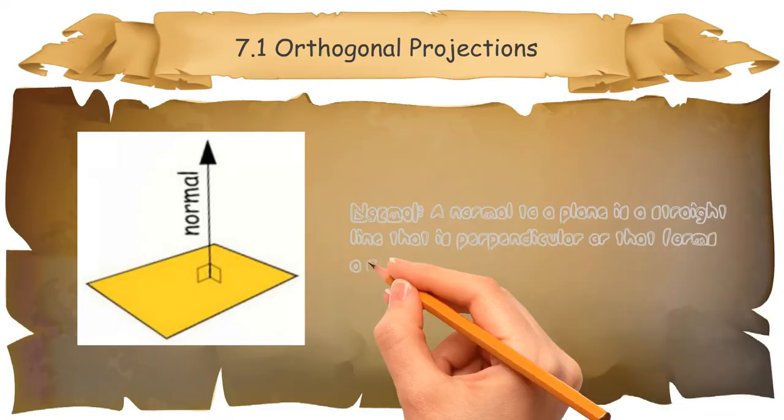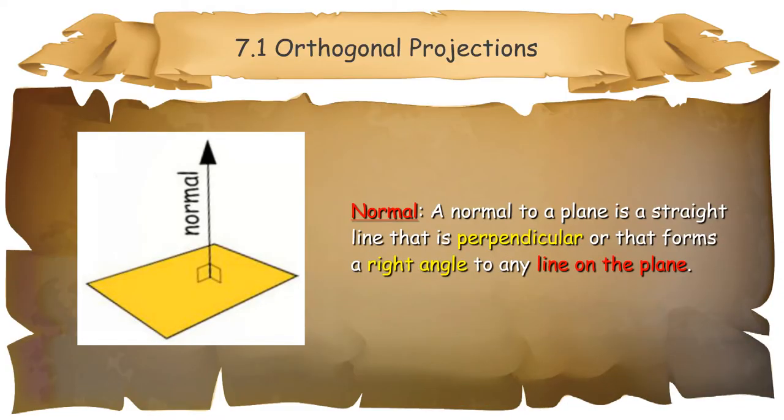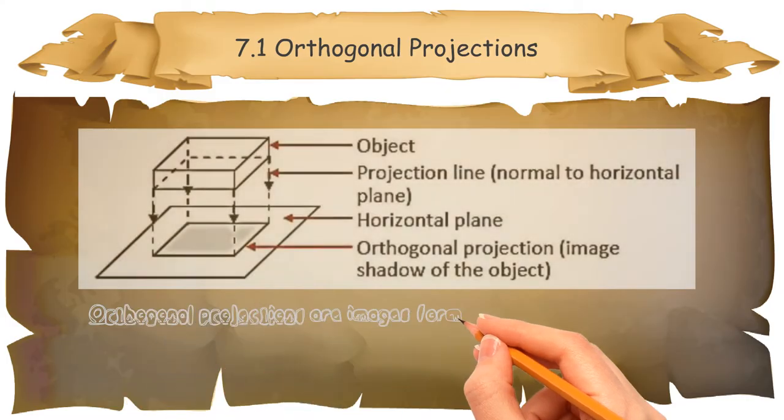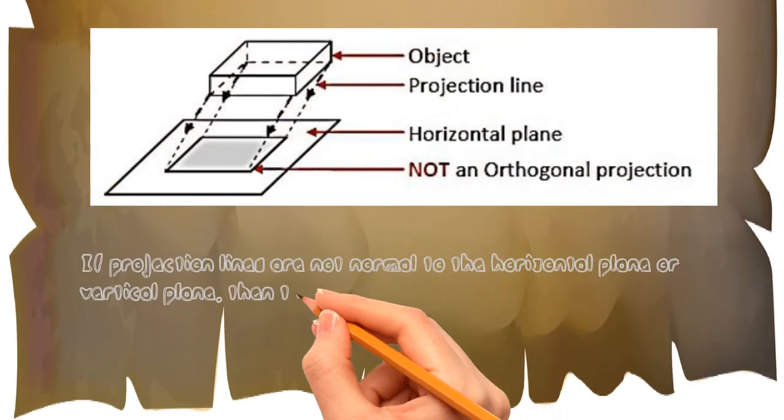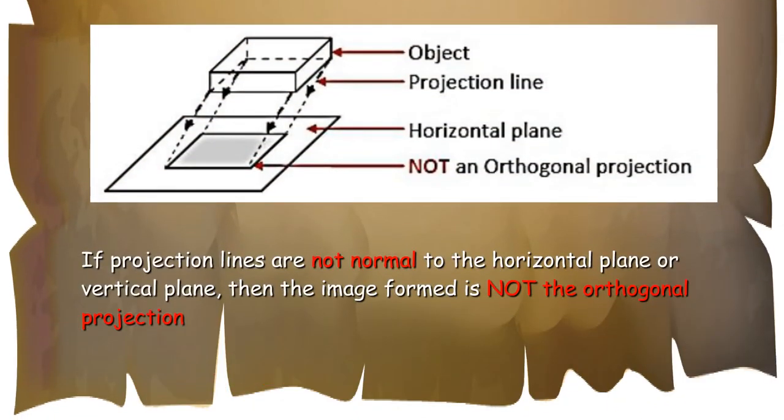Normal. A normal to a plane is a straight line that is perpendicular, or that forms a right angle, to any line on the plane. Orthogonal projections are images formed on a plane when the projected line from an object is perpendicular to the plane. If projection lines are not normal to the horizontal plane or vertical plane, then the image formed is not the orthogonal projection.